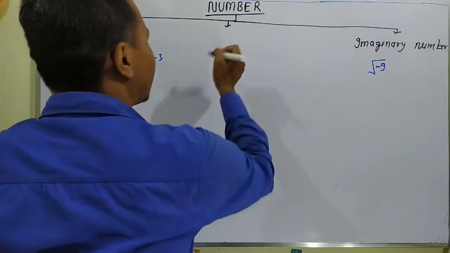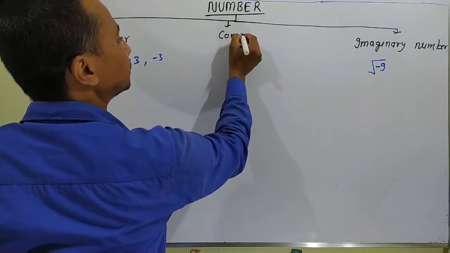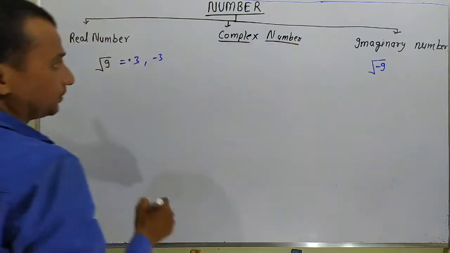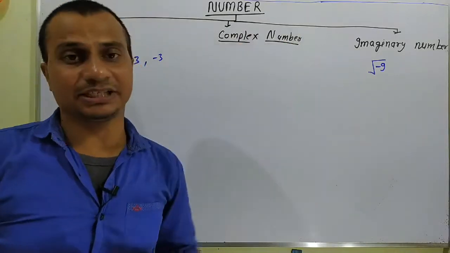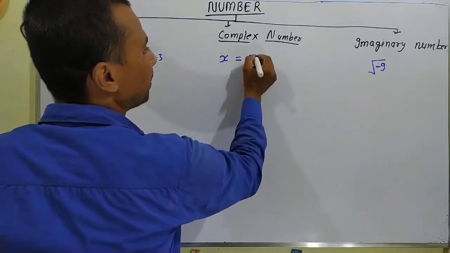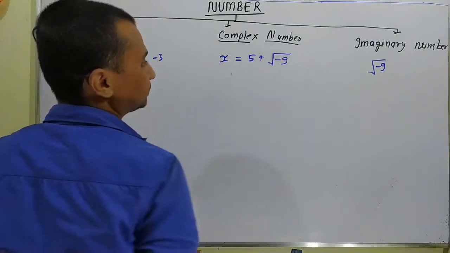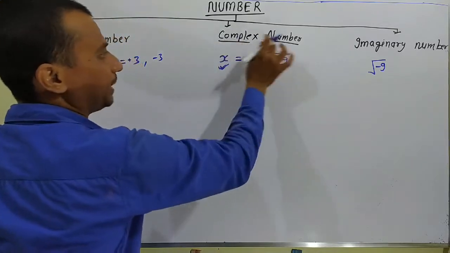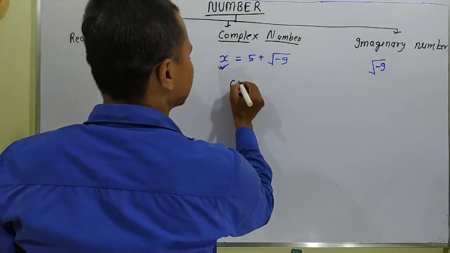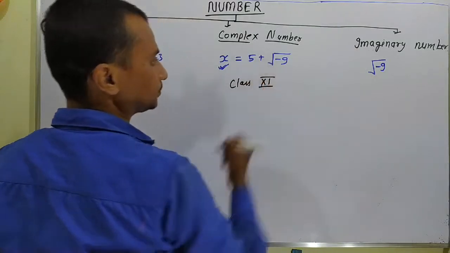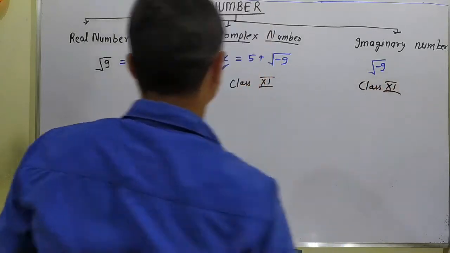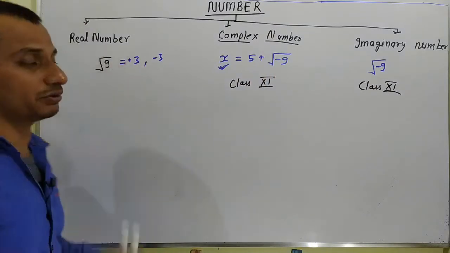Okay, and third is complex number. Complex number is a mixture of real and imaginary number. For example, if x is a number equal to 5 plus root under minus 9, then this x is a complex number. The complex number and imaginary number start from class 11. Up to class 10th, we only have to know about the real number.